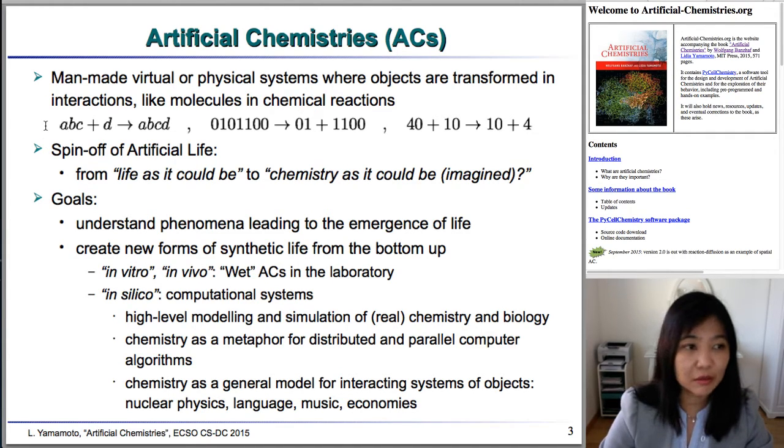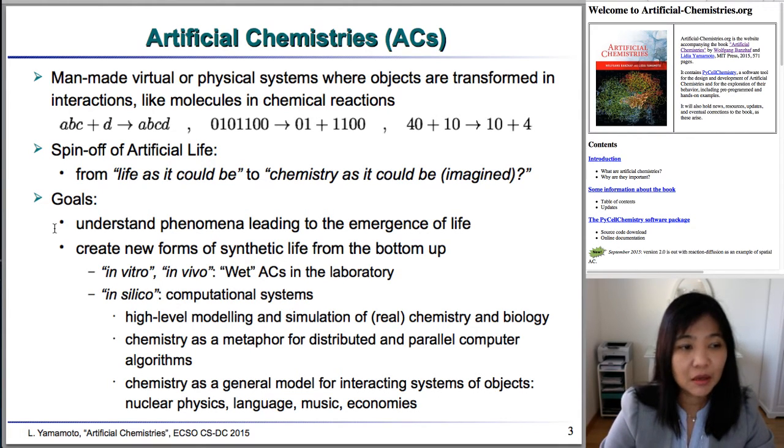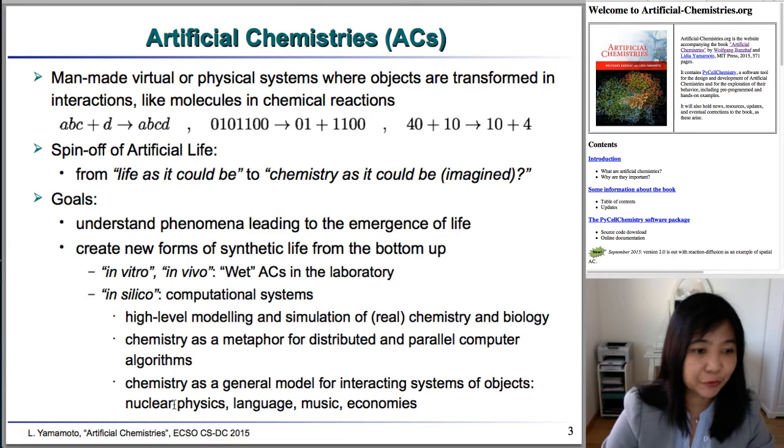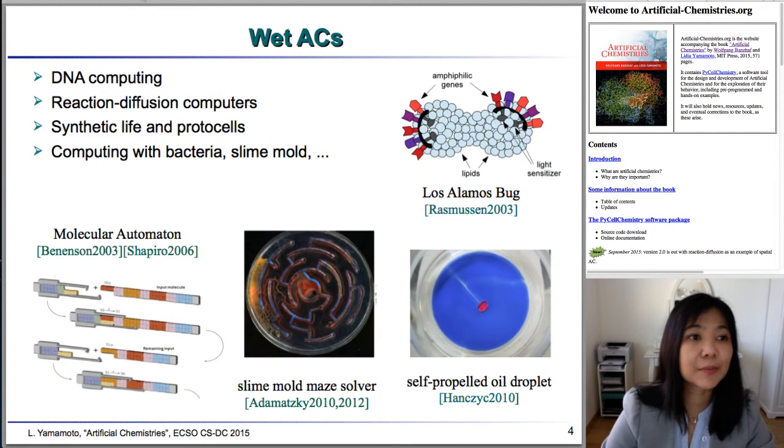Artificial chemistry started as a spin-off of artificial life, life as it could be, to explore phenomena such as the emergence of life from inanimate chemicals. However, quickly it became apparent that there were many more applications of artificial chemistries, ranging from physics to the emergence of language, to music composition, to modeling economies, like how novelty can be produced in economies.